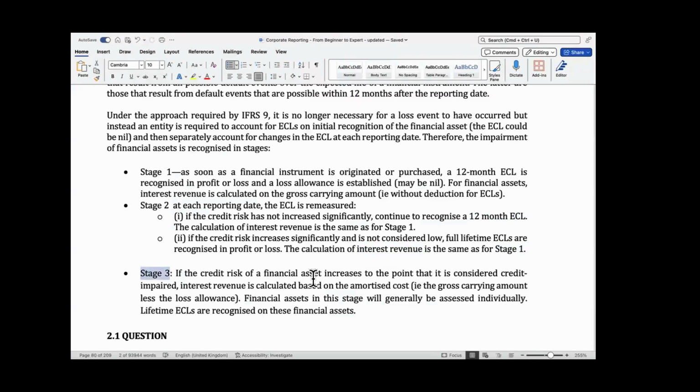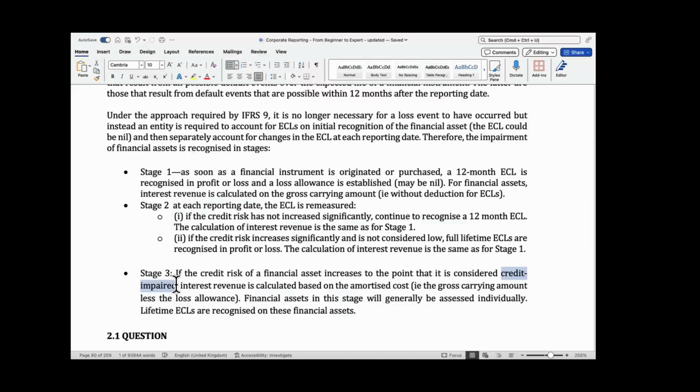So if the credit risk of the financial asset increases to a point that it is considered credit impaired, then you put it in stage 3. Do you know what credit impaired means? It means that the guy has defaulted. He did not pay when he's supposed to pay. Maybe he's supposed to pay at the end of the year. He did not pay back our money. Immediately, you classify it as stage 3.